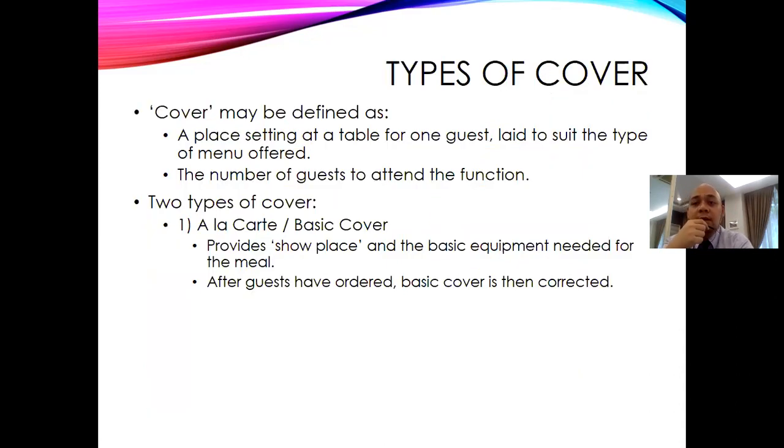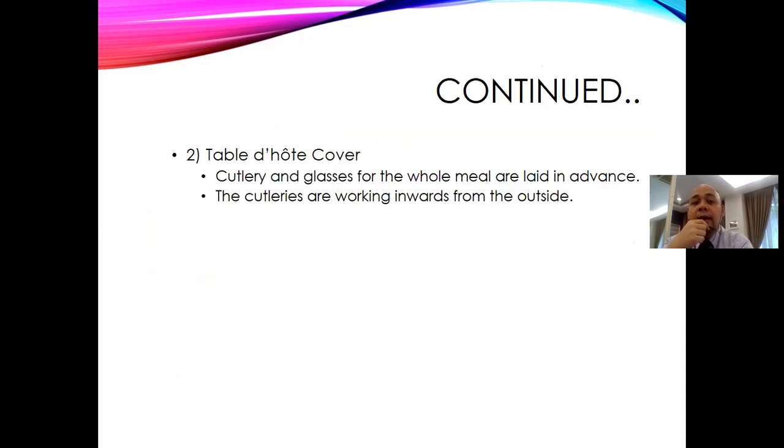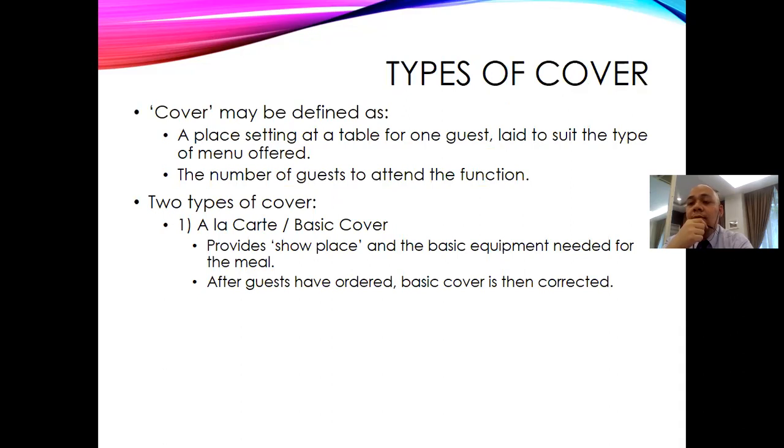Then the types of cover. Cover may be defined as a place setting or the table for one guest, laid to suit the type of menu offered and the number of guests attending the function. And there are two types of cover, a la carte cover and also tabletop cover. A la carte cover, or basic cover, provides the place and the basic equipment needed for the meal. After guests have ordered, the basic cover is corrected, meaning that on the table you only have the glass, also a simple fork and knife, for example, right?